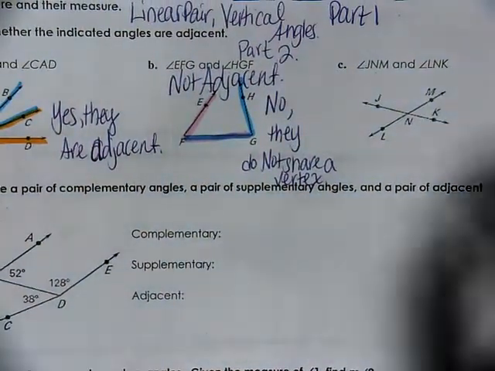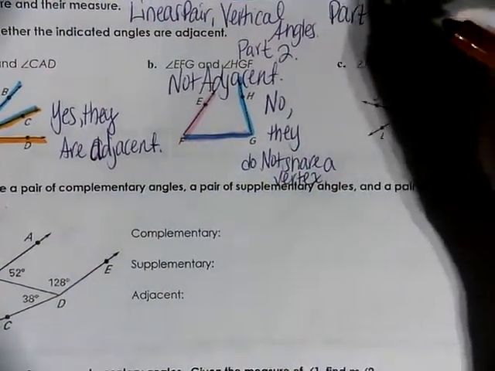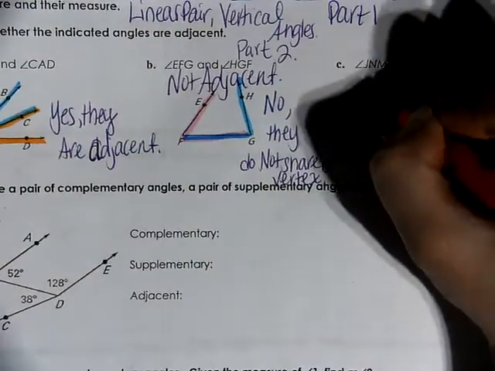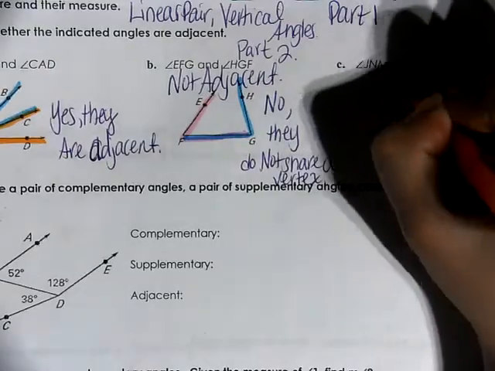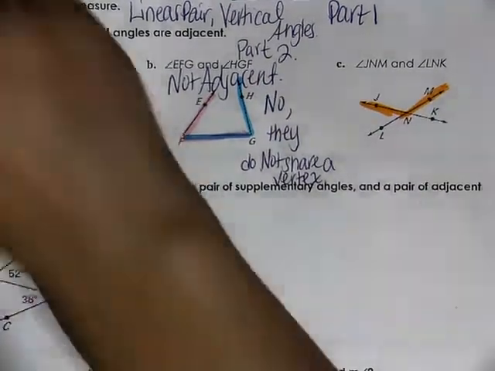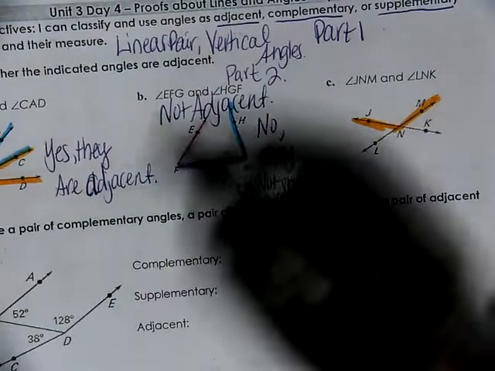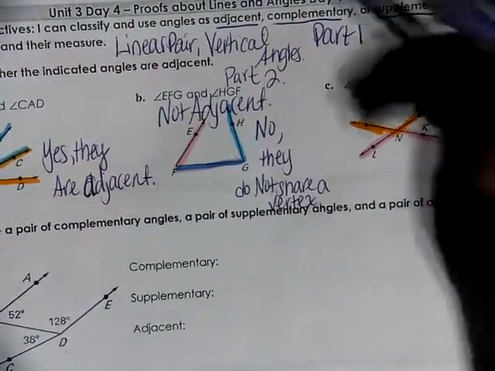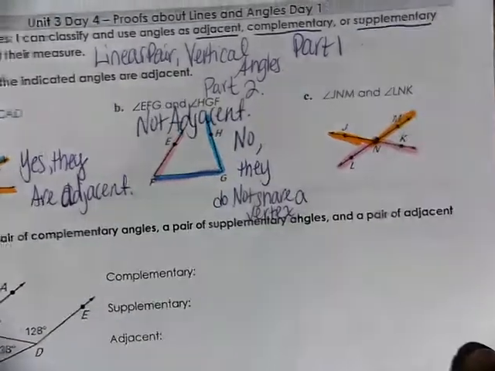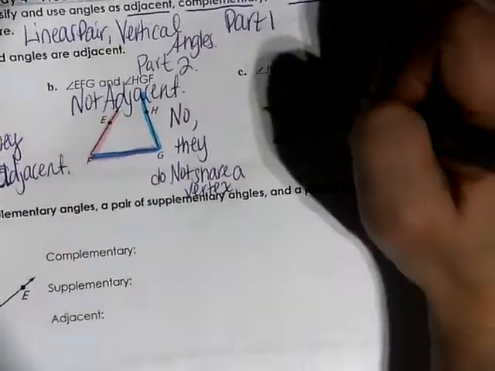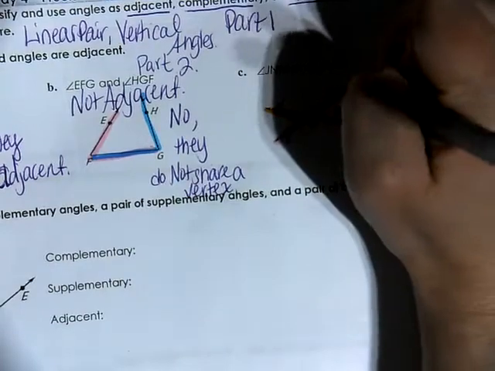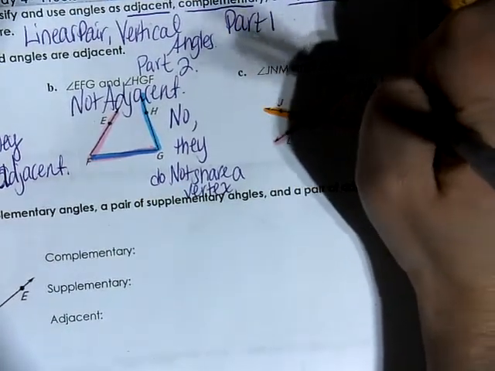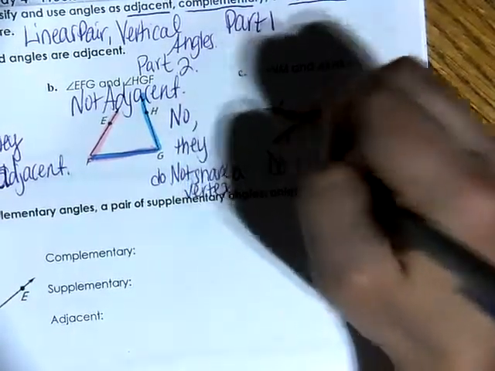Letter C. In this one, we are going to look at JNM, and L and K. In this case, no. They share a common vertex, but they do not share a side. So the answer is no, they are not adjacent. They do not share a side.